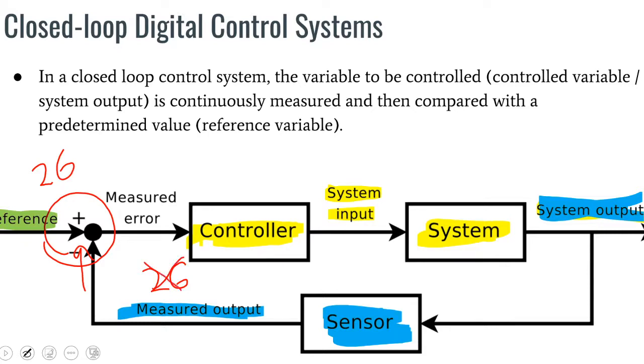But alternatively, if it is measuring the temperature as, say, 28 degrees, then it will produce a difference here, a measured difference. That measured difference, or the measured error, will be used as an input to the controller to fix that error. So if the room is not cool enough, if the room is still 28, it will cool more. But when it reaches 26, it will not try to cool anymore. So that is the main point about closed loop systems.